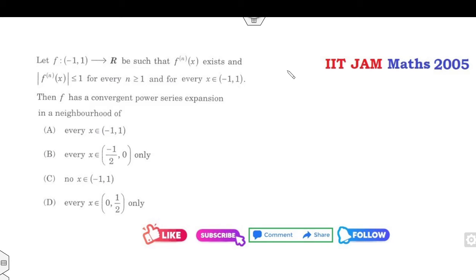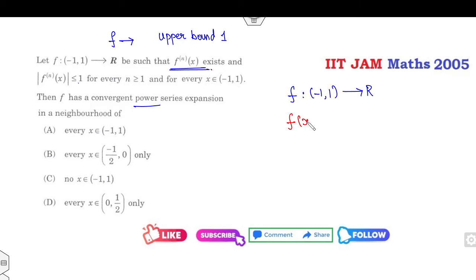If f from -1 to 1 is such that the nth derivative exists and is bounded for every n and for every x, then f has a convergent power series in the neighborhood of this. Very simple. Can you define any function f whose derivatives are bounded, say by 1? Which function comes to your mind whose upper bound is 1? There are sine and cosine.